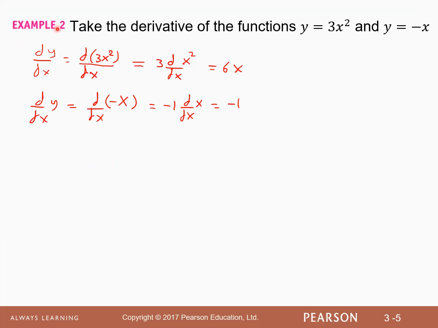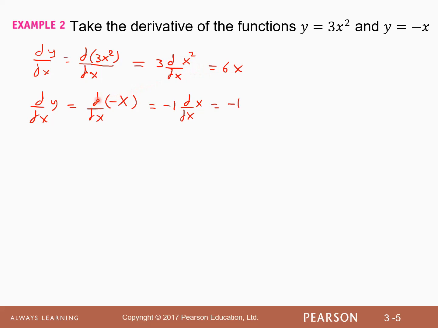Example 2. Take the derivative of the following functions. Number 1, y equals 3x squared, and number 2, y equals negative x. d by dx of 3x squared: 3 is a constant, x squared is the variable, so we take the constant outside and do the derivative of the variable. So if 3 is outside, d of x squared by dx is equal to 2x, multiplied by 3 is 6x.